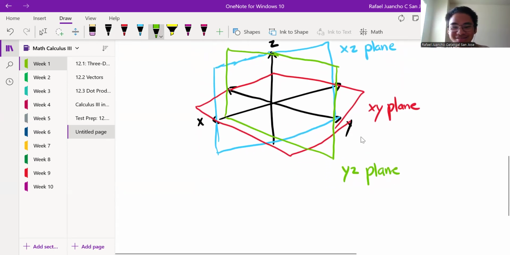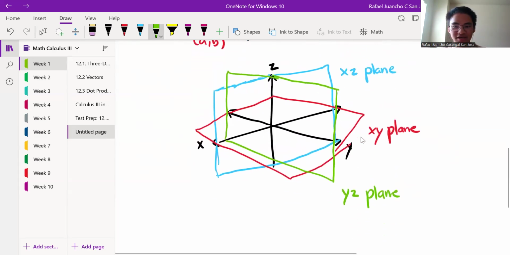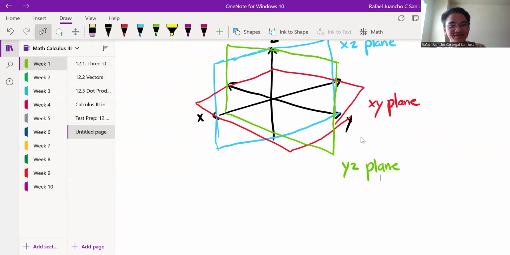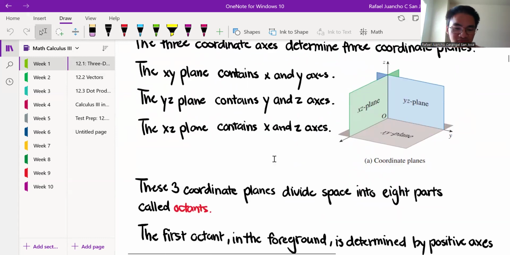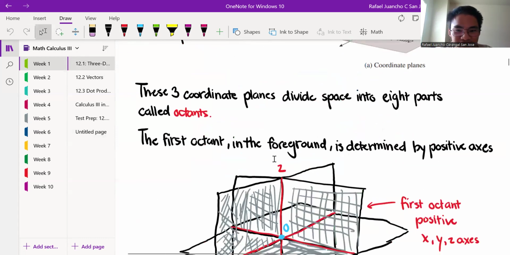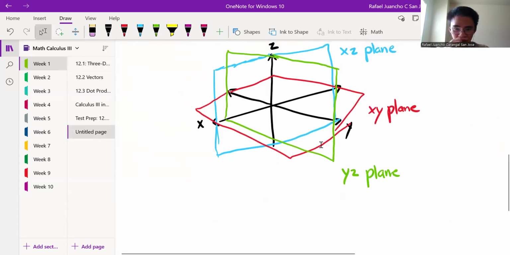Right? But yeah, that's how you describe space in 3 axes, all intersecting each other. So yeah, those are the three planes. And we can see from here, the XY plane contains the X and Y axis. YZ plane contains Y and Z axis. XZ plane contains X and Z axis, which makes sense. Now, these three coordinate planes divide space into 8 parts called octants. Yeah, it does. I mean, if you can see here, these are 8 parts.